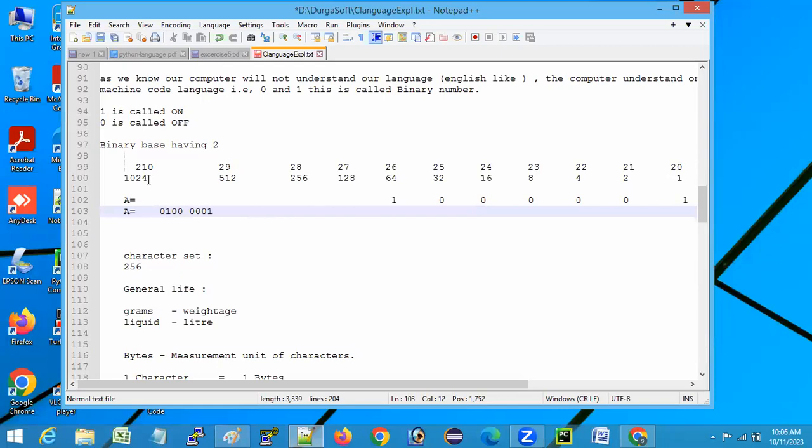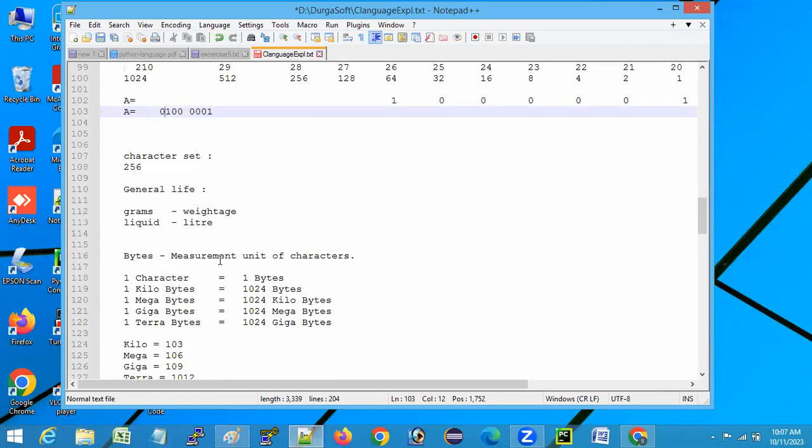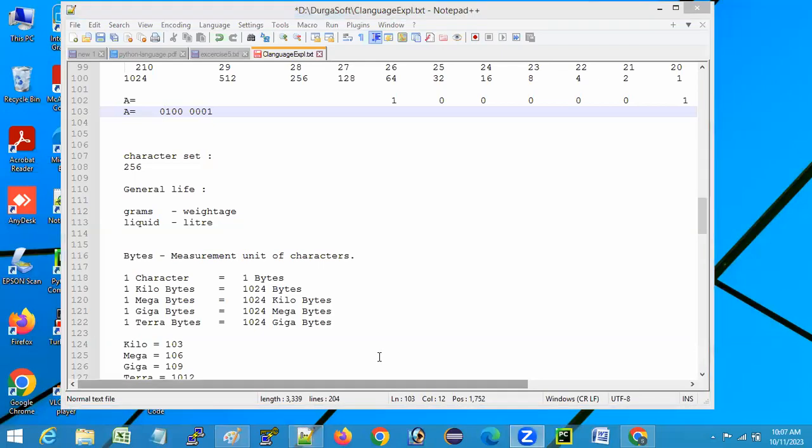It is going to be 2 raised to 10. 2 raised to 10 is nothing but 1024. Like in our general life we have grams for weight and liters for liquid, here also we have a measurement unit for a character. What is the measurement unit of a character? A byte is called the measurement unit of a character.